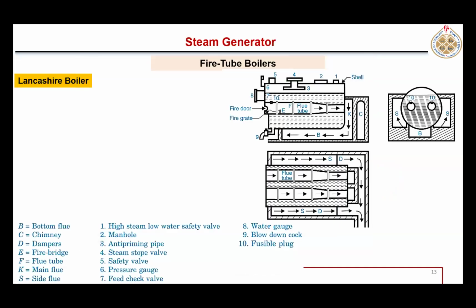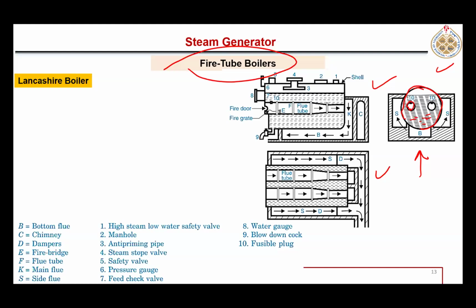Here we see another type of boiler, which is called the Lancashire boiler. It is another type of fire tube boiler, right? Its working is a bit confusing, as there are different views that sometimes make it hard to understand, so let me try to explain. Here you see again the main shell. If we see from the side, here is the main shell in which this is representing water.